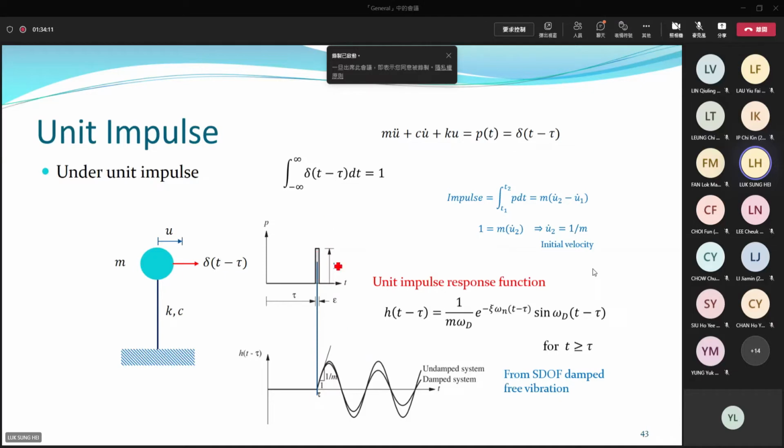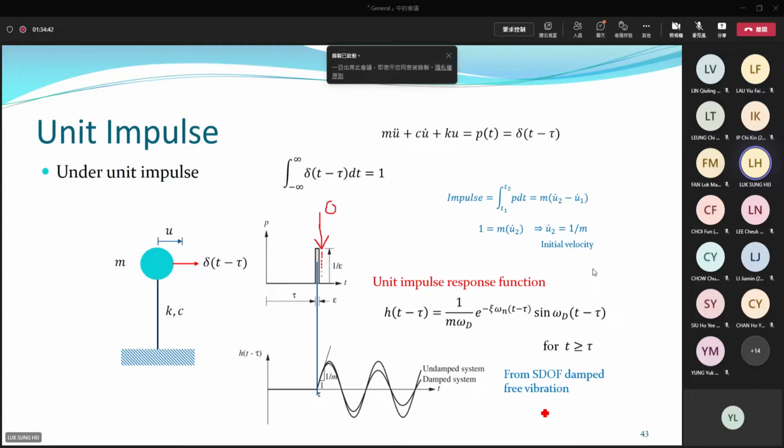Take a look at this picture. When you consider a time instant slightly after the unit impulse force, say for example here, what is the value of loading right here? The loading is equal to 0. The loading is equal to 0. For structures under zero force, it belongs to free vibrations.